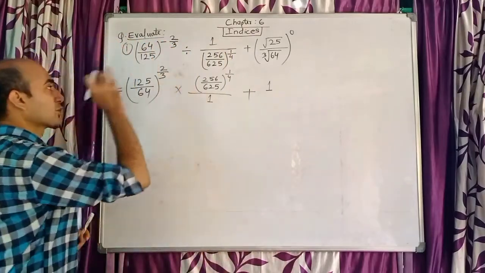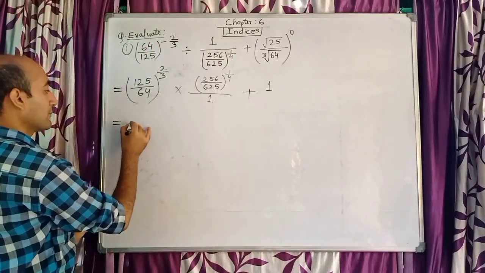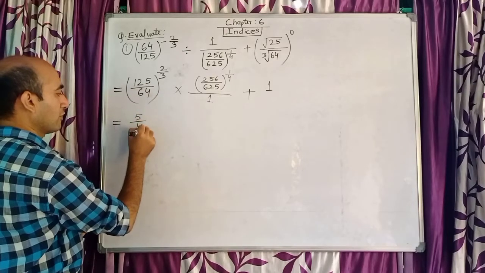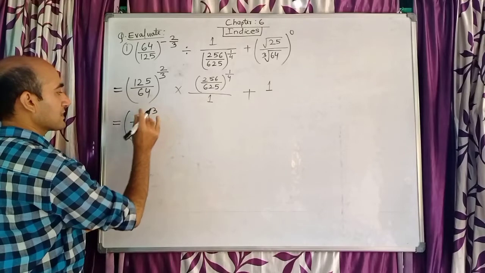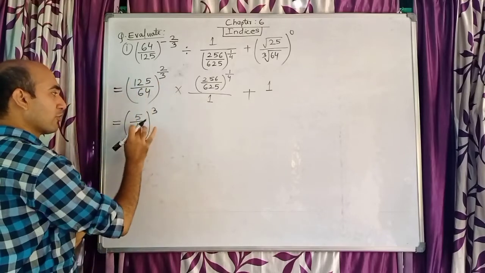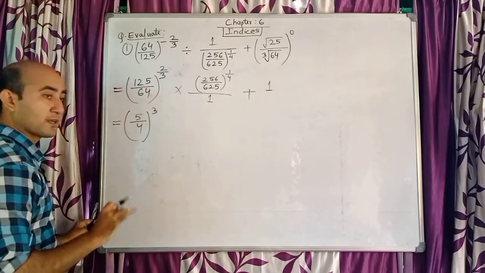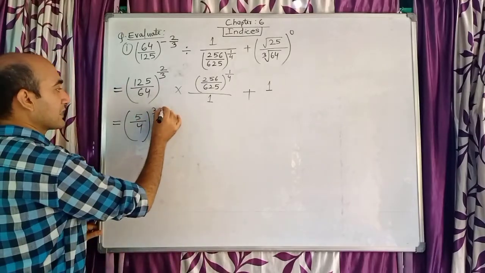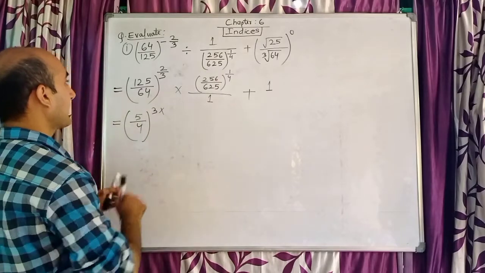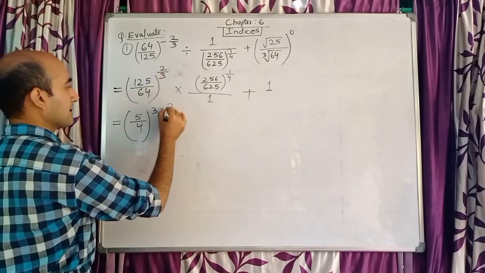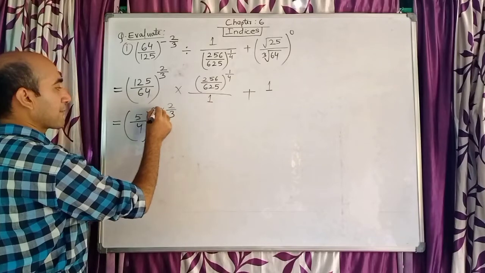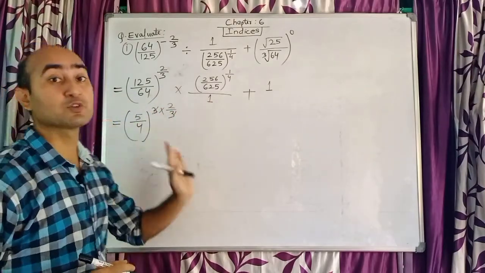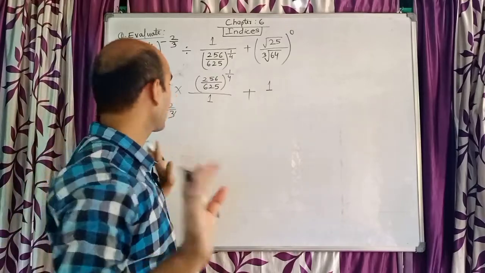To remove the denominator in the fractional power, you will have to make it a cube. So you write (5 by 4) whole cube. That means 5 cube is 125, 4 cube is 64. The meaning has not changed, same thing, only the form has changed. It has become a cube form, and into 2 by 3 is our power. By doing this, the 3 got cancelled and only 2 remains and the fraction is removed.